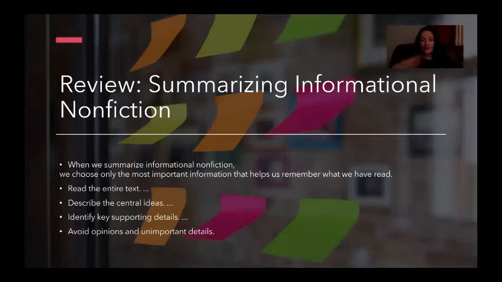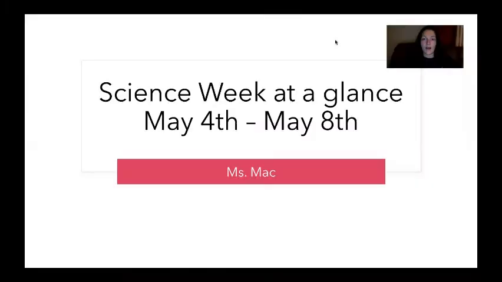Details. So finding those important details in a nonfiction text.